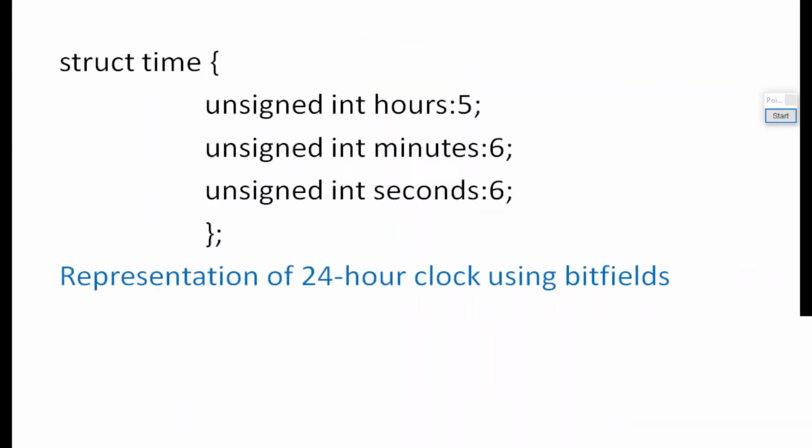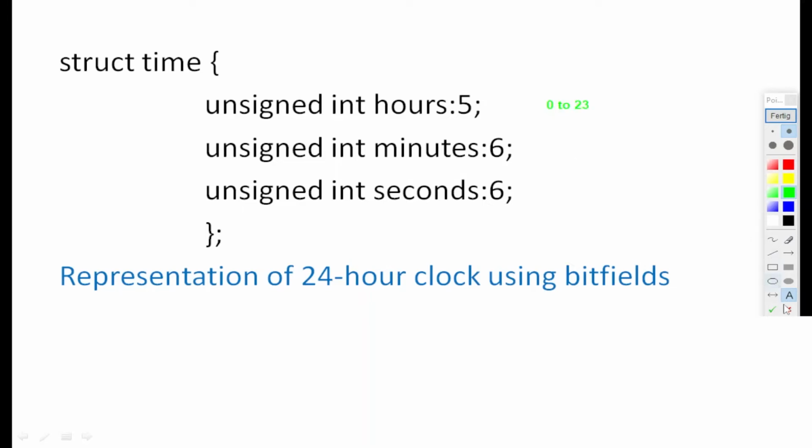One better example is representing the clock, a 24-hour clock, using bit fields. If you consider a 24-hour clock, you have hours, minutes, seconds. Now how many hours are there in a day? 24 hours. What are the possible values? 0 to 23. These are the possible values.